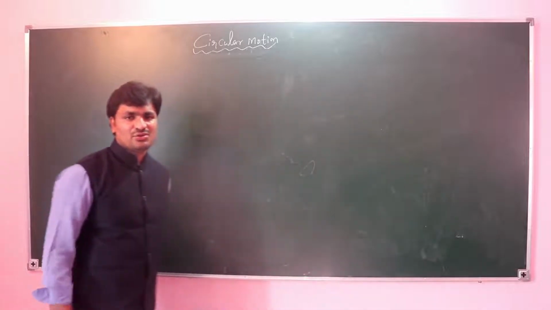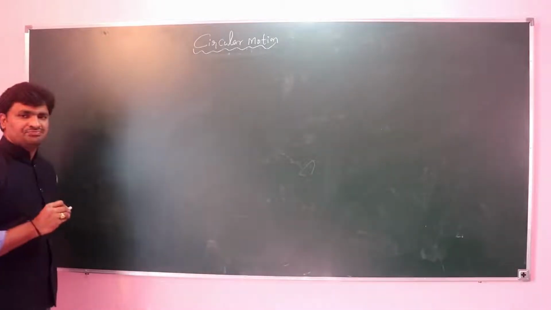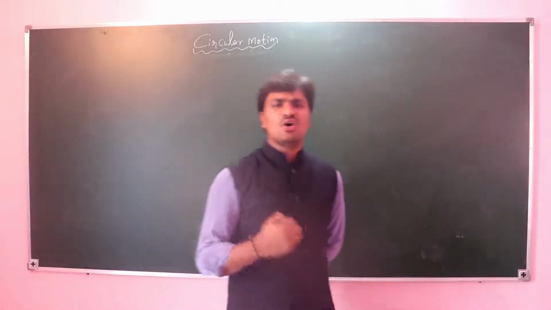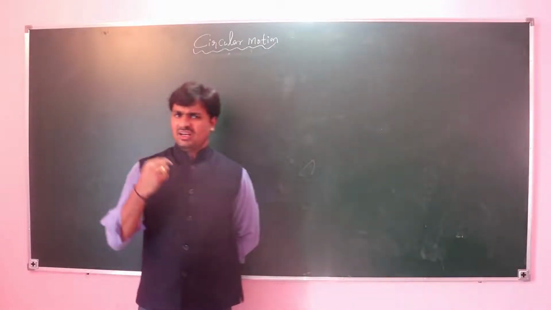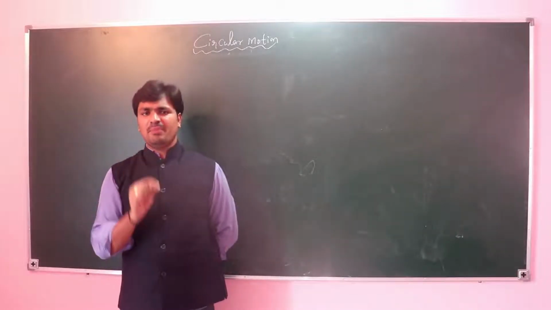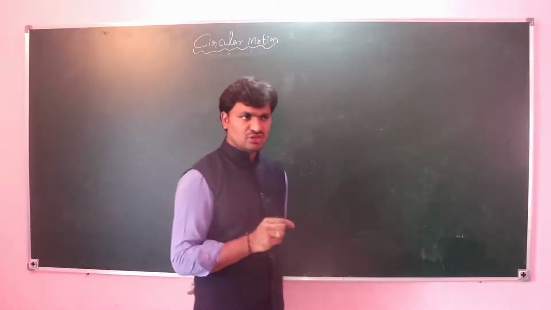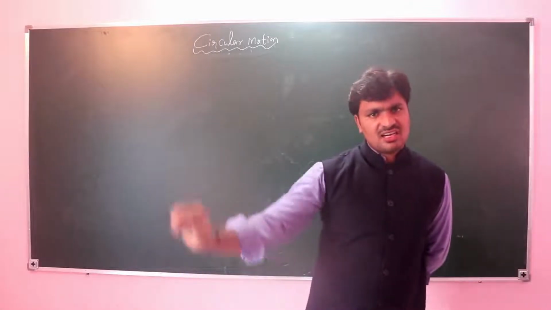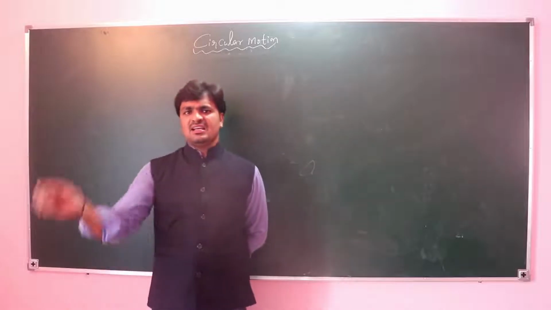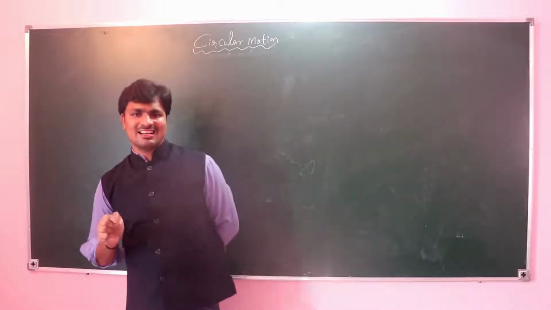In circular motion, a particle or a body rotates or revolves around a circular path, or moves around a circular path. It is called simply circular motion. It means the particle is moving along the circumference of the circle, in a circular path.